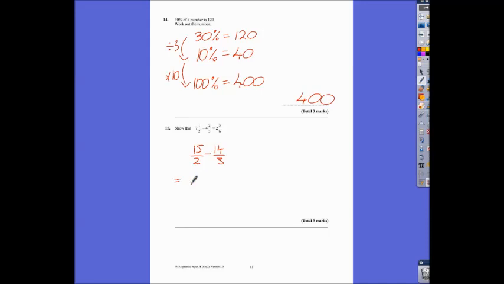Now, 2 and 3 both go into 6. So we're going to make these out of 6. If we times this by 3, that'll make it out of 6. So we need to times the top by 3, which will give us 45. We need to times this one by 2 to make it out of 6. So 14 times 2 is 28. 45 take away 28 is 17. So it's 17 over 6. And then to convert that back to a mixed number, there are 2 6s in 17, because 2 6s are 12, with 5 left over, so it'll be 2 and 5 6, just like it asks us to show.